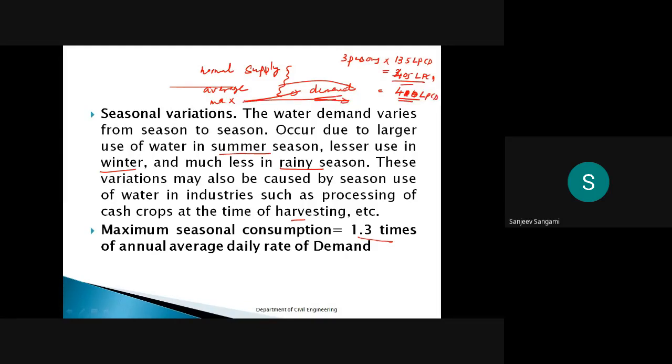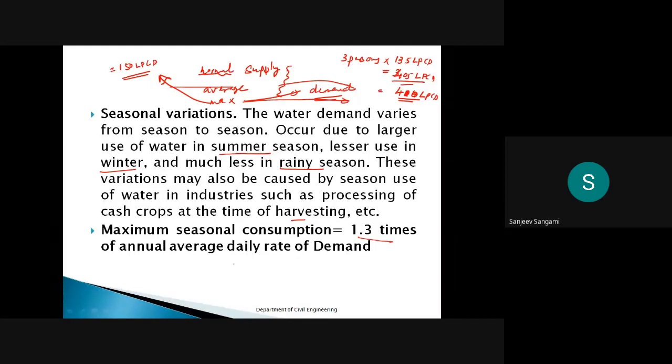Then maximum. Why will this maximum be considered? Normally, what happens in your houses? Sometimes during festivals, or when a guest is going to come, you consume a lot more water than the normal supply of 135. Instead of 135 you may consume 150 lpcd. So we have to go with the maximum requirement, that is the surplus. Normally we go for the surplus calculations.